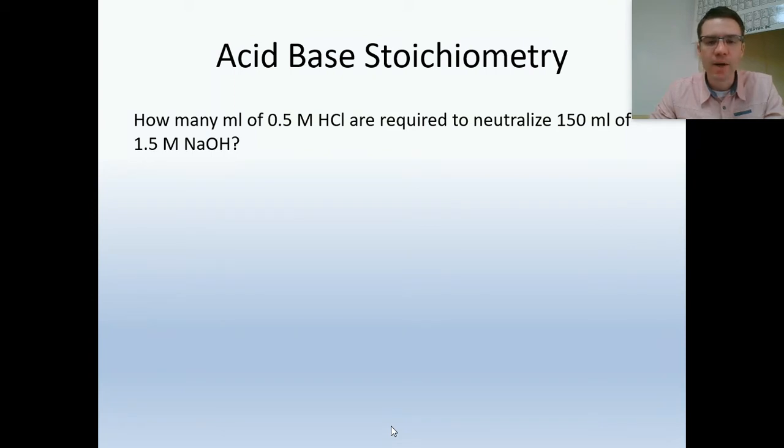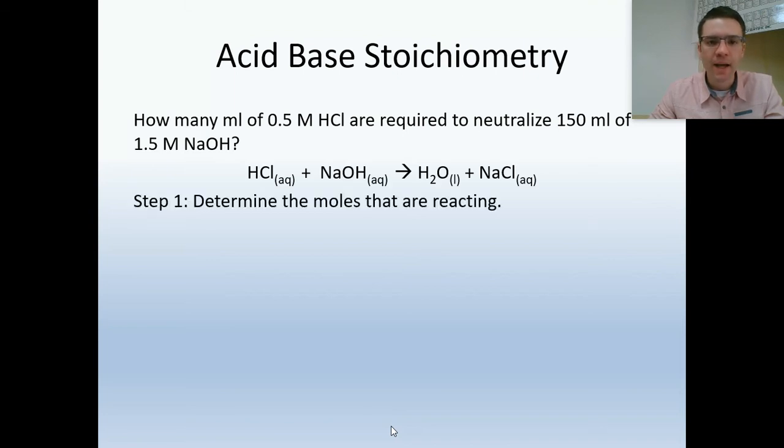The first thing you want to do is write your chemical reaction. So the reaction that occurs is this one. And we want to figure out how many moles are actually reacting. How do we do that? Well, we can't figure out the moles of HCl because we don't have a volume and a molarity. But we do have a volume right here, and we have a molarity of sodium hydroxide. And if you're given volume and molarity, you can calculate the number of moles of sodium hydroxide.